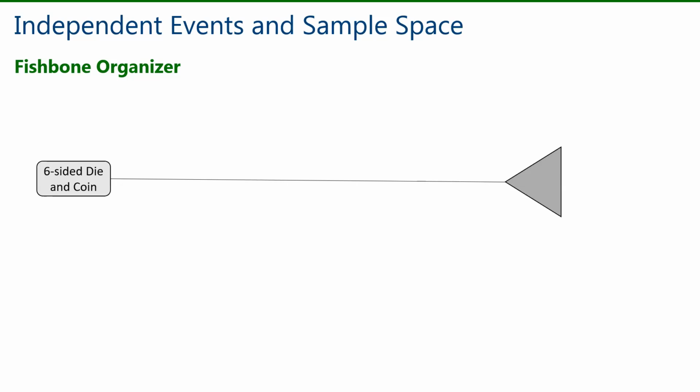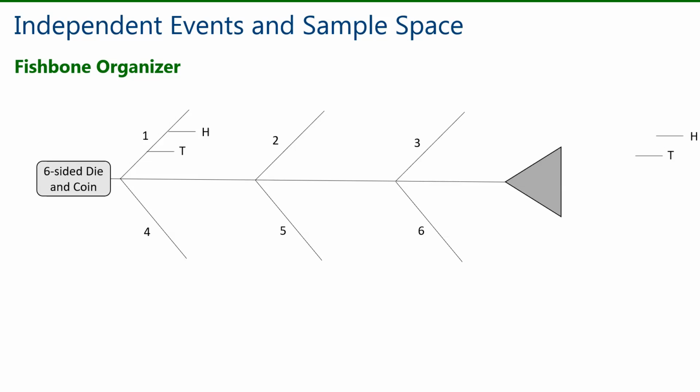For the 6-sided die, I'm going to put 6 main bones and label them 1 to 6. Then attached to those, I'm going to put 2 bones to represent the heads and tails. We put in the remaining bones for the other possibilities. We can now list all of our possible outcomes.